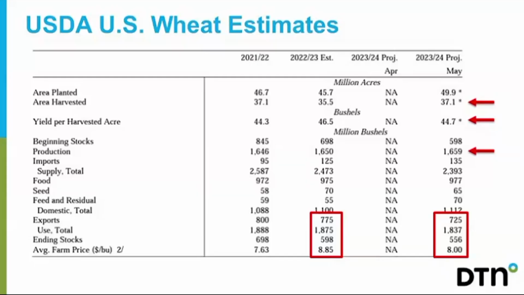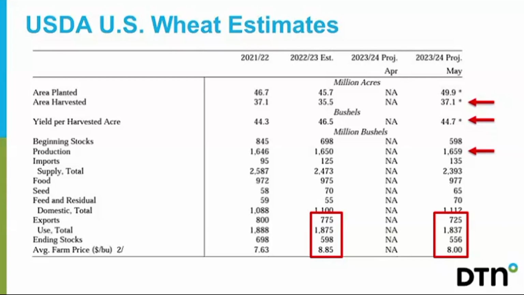Let's take a look at what USDA said for wheat today. I'll start with the rectangle on the left side. We see wheat ending stocks staying right where they were a month ago, 598 million bushels. Average farm price, $8.85, sorry. And the export estimate for wheat stayed unchanged, 775. I thought there's a chance that export estimate might be bumped a little lower today, but USDA held pat on the export estimate.